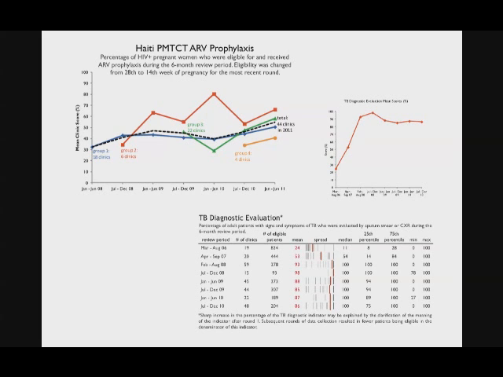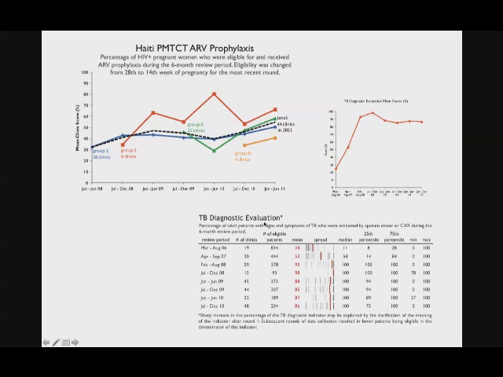So here are just a few charts and tables examples from our international data report. So in Haiti, the PMTCT ARV prophylaxis indicator, the eligibility for that indicator changed during the most recent round, the January through June 2011 review period. So I just put that here. Eligibility was changed from 28th to 14th week of pregnancy for the most recent round. So I like to include things like that that I think would impact the interpretation made about the data.